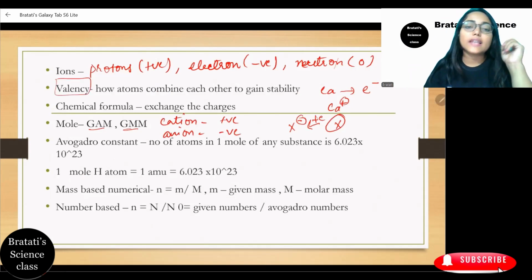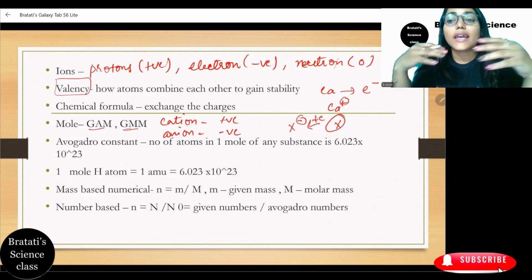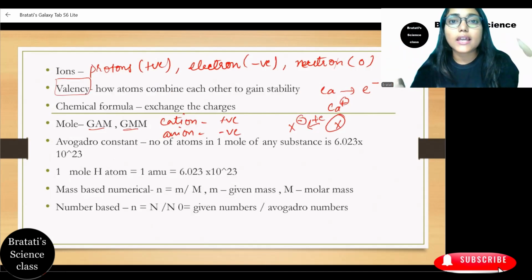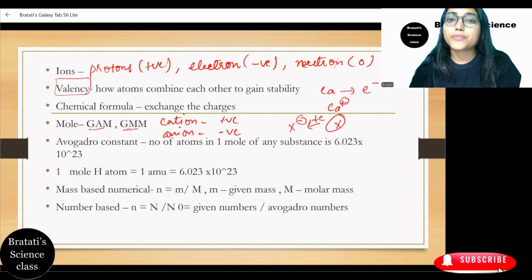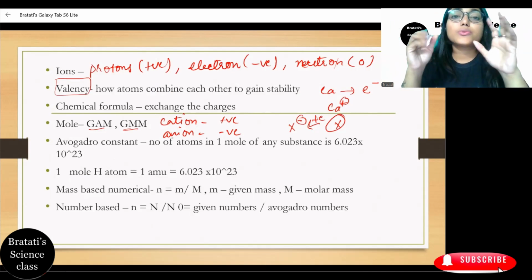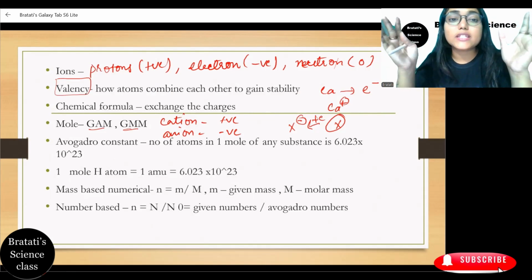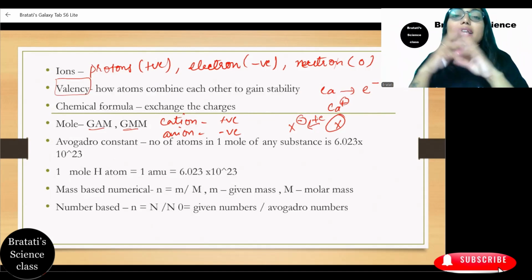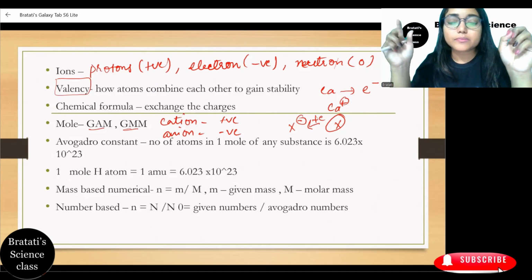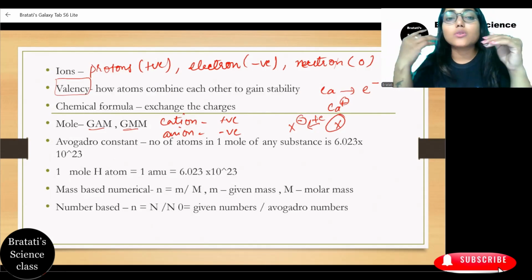Next concept is valency. Why do atoms share their electrons or exchange electrons, releasing and gaining? The main reason is all atoms want stability, stability in nature, stability in the surrounding. So they exchange the charge they have to combine with each other and gain stability, and that is called valency. In the next chapter we have the details of it, what valency is and how to do it.